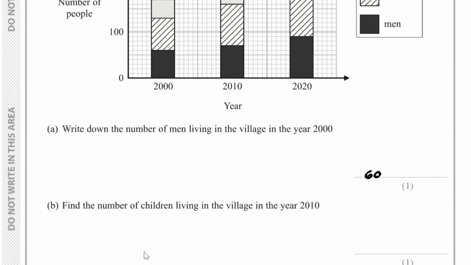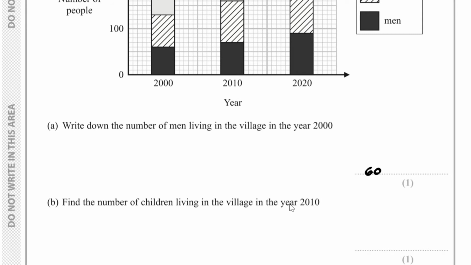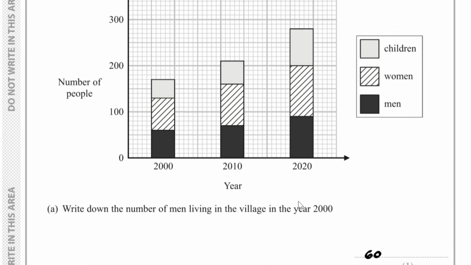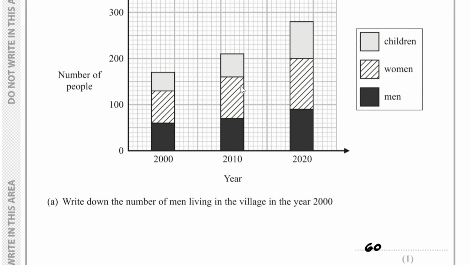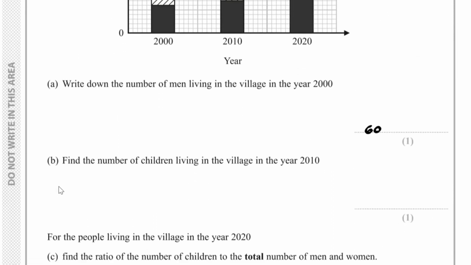For part B, we have to find the number of children living in the village in the year 2010. So children is this grey box. So that is equal to 210 subtract 160. So 210 subtract 160 is equal to 50. So there are 50 children in the village in the year 2010.